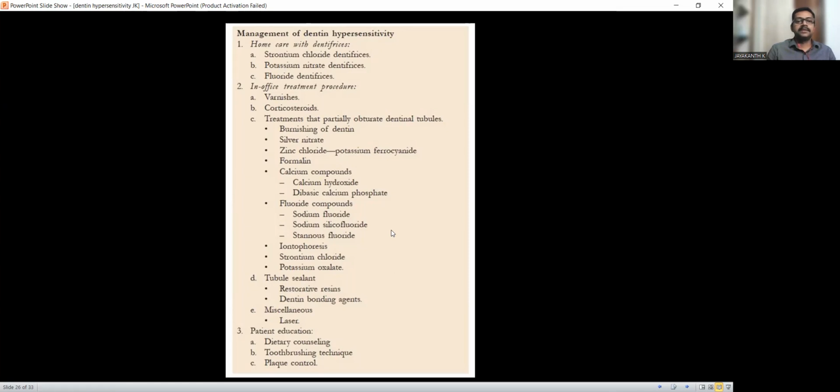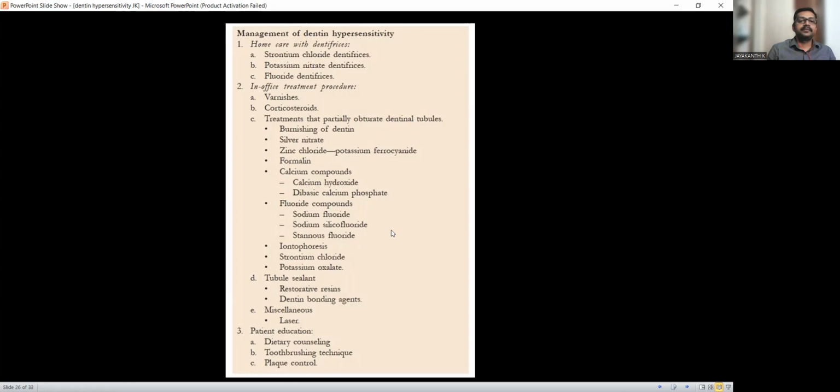Next treatment strategy is iontophoresis, then strontium chloride and potassium oxalate components. And the next one is applying tubule sealants like restorative resins and dentin bonding agents. The next one is miscellaneous, under which you have the laser treatment.